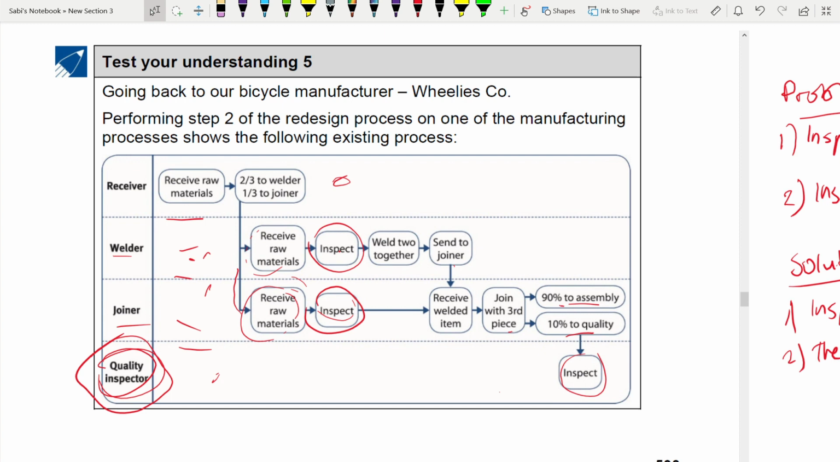You might combine all the three jobs into one job role. That means one employee can perform welding, joining, and inspecting, rather than he only can weld, he only can join, he only can inspect. Or at least you can train them to do that rather than keeping three separate people for welder, joiner, and inspector. What is the impact of this? If you combine all the three roles into one job role, what is the positive impact of this?